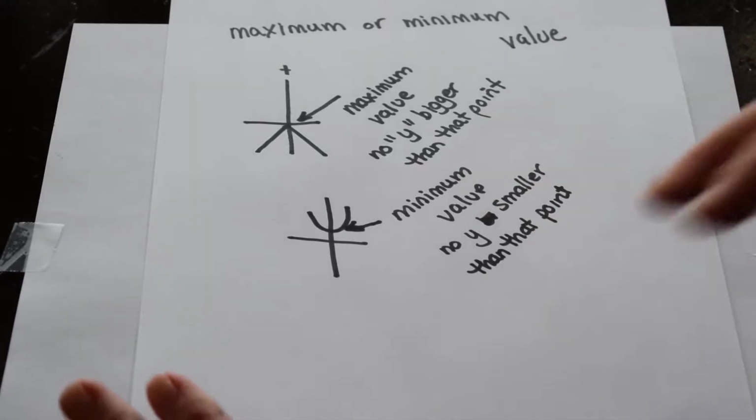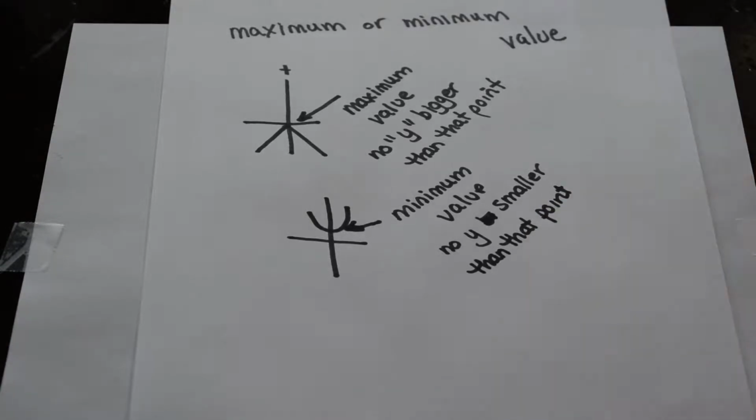So minimum, everything is smaller. Maximum, everything is bigger than the point that we have without, where it crosses and makes that cute little U or V. So now we'll look at our 4 types of functions that we have to be able to identify for this unit. Our first one is linear.